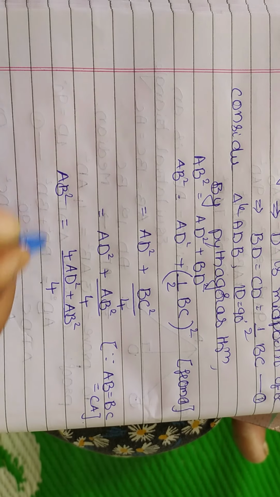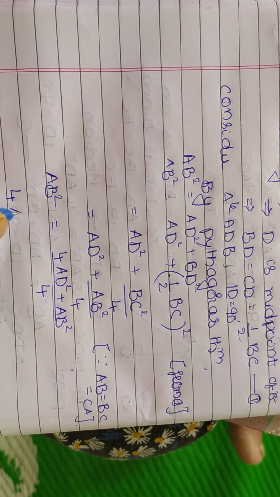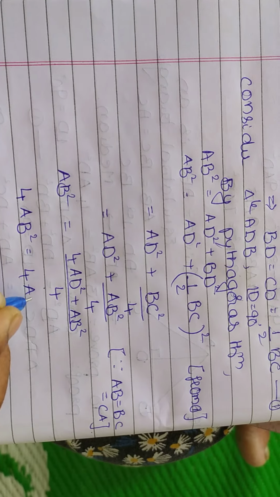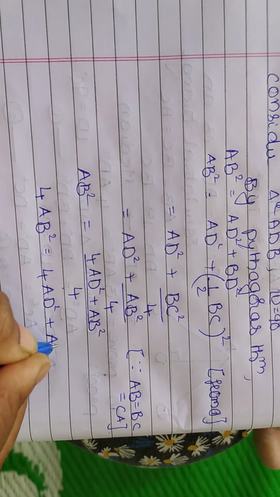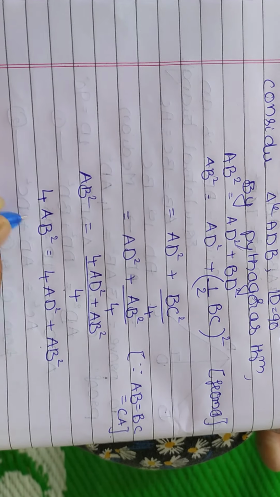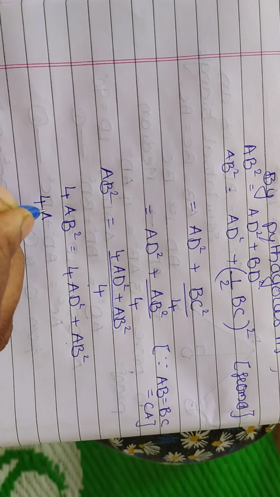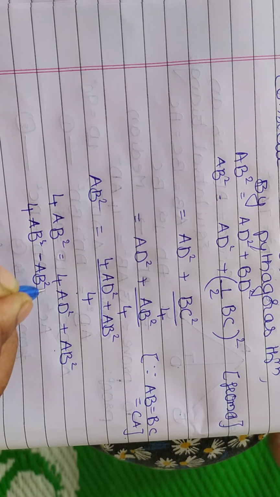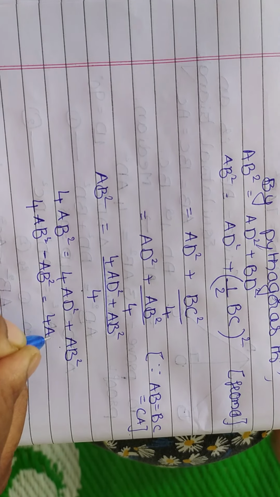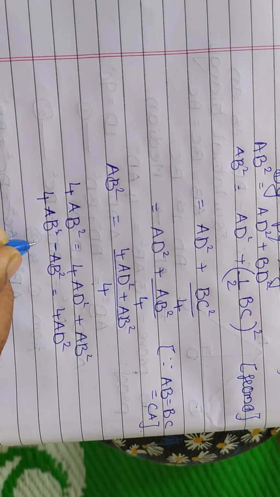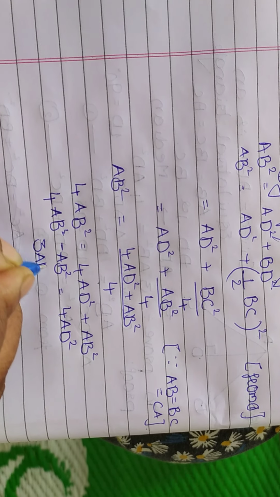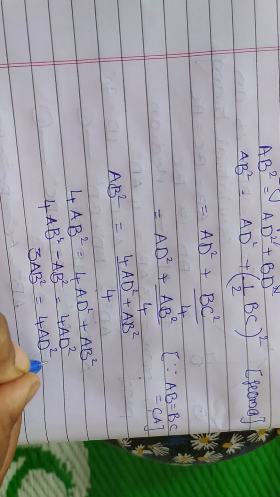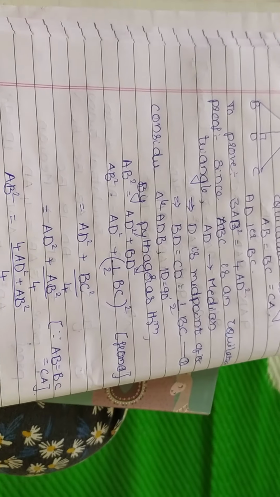Now 4 is dividing here. When it comes to this side, it will multiply. 4AB square equals 4AD square plus AB square. Now plus AB square, when it goes to this side, it will become minus. So 4AB square minus AB square equals 4 times AD square. So this is 3AB square, which can be written as 4AD square. Hence the proof.